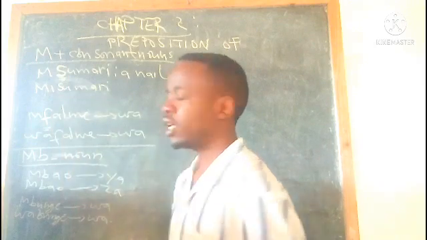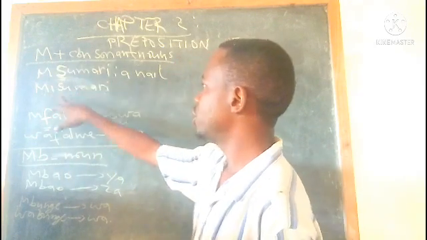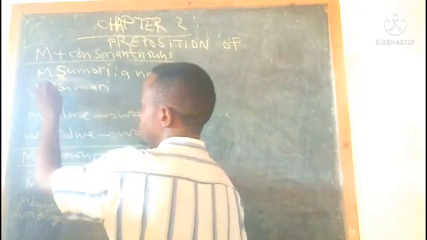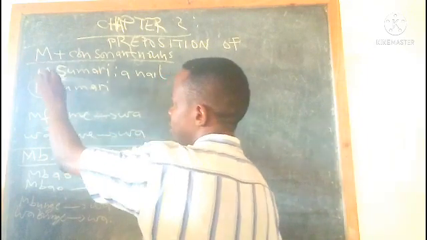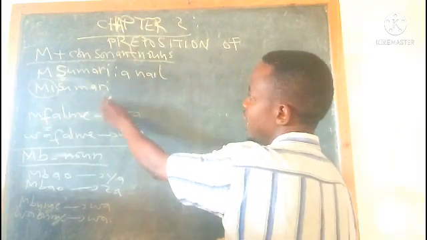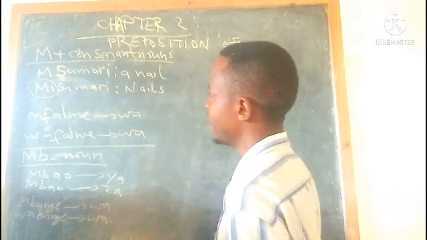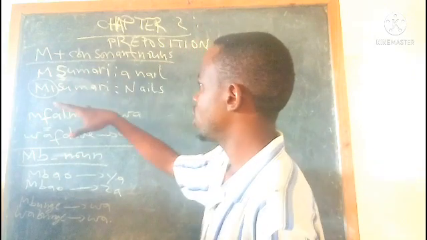In plural, the rule says all M plus consonant nouns in singular become mi in plural. So you put this mi, misumari. You add I in front of M. It becomes misumari, nails. Okay? Msumari is singular, misumari is plural.